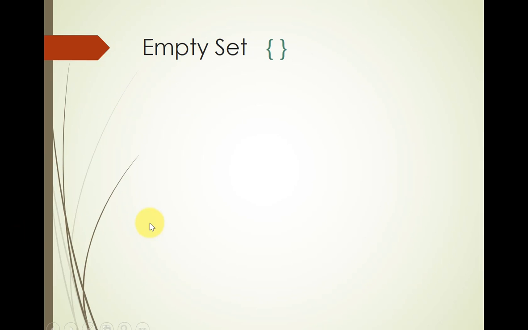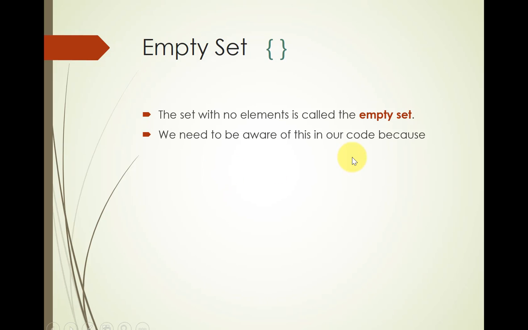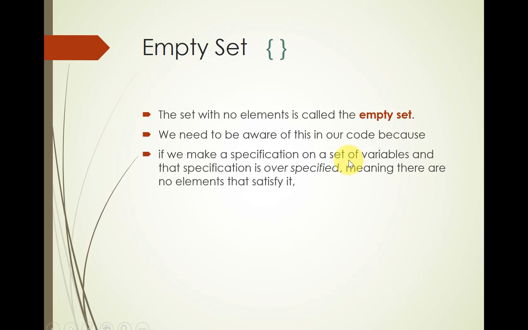Okay, let's also talk about the empty set. The set with no elements is called the empty set, and I think at the beginning we said the set of all dogs with an IQ greater than 200 is probably the empty set. We need to be aware of this concept of the empty set in our code. If we make a specification on a set of variables, and that specification is over-specified, meaning that there are no elements that satisfy it, then the result is going to be an empty set.